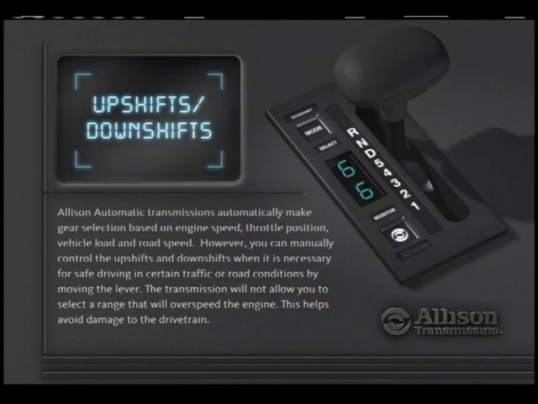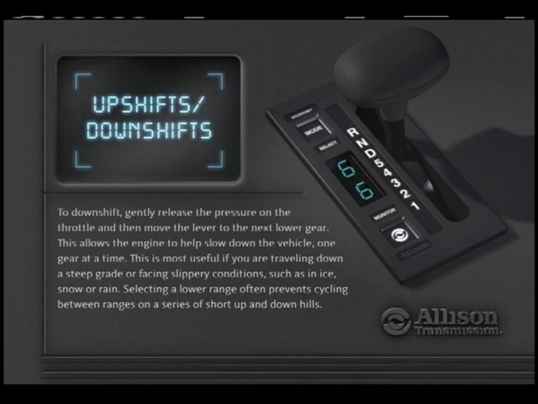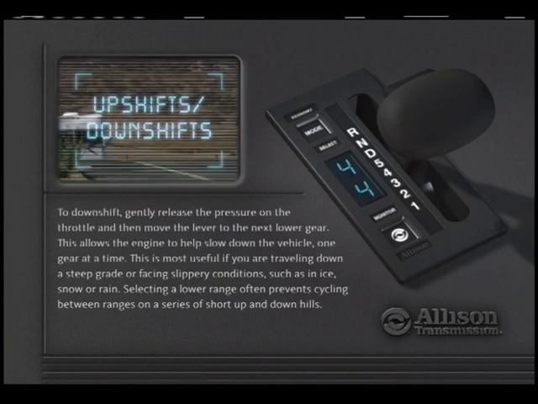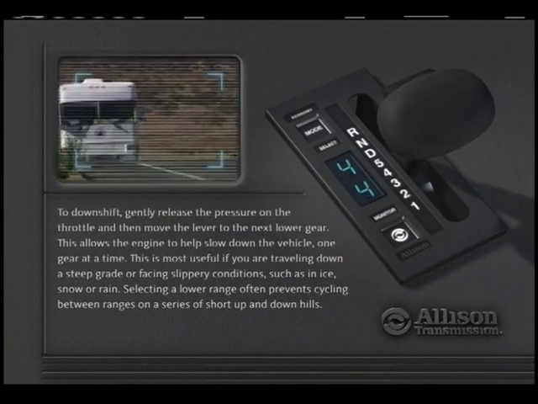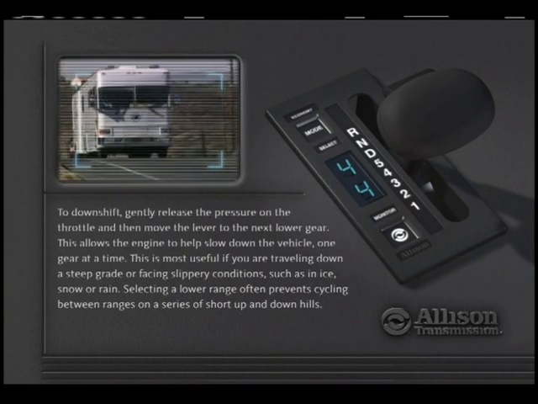To downshift, gently release the pressure on the throttle and then move the lever to the next lower gear. This allows the engine to help slow down the vehicle one gear at a time. This is most useful if you are traveling down a steep grade or facing slippery conditions such as ice, snow, or rain. Selecting a lower range often prevents cycling between ranges on a series of short up and down hills.